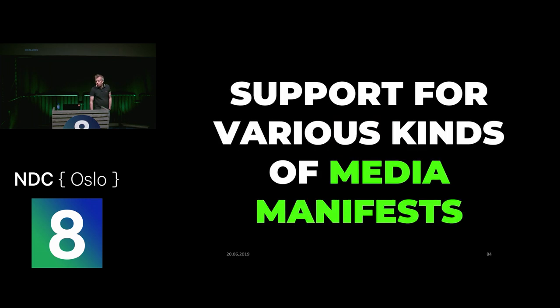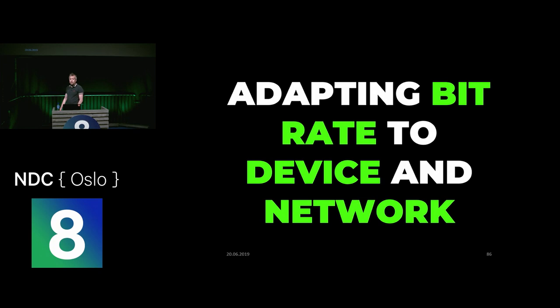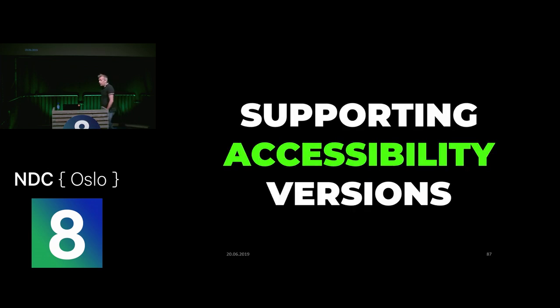And you might have to worry about support for various kinds of media manifests. You might be concerned about streaming quality. You might be concerned about adapting the bitrate to the device you're viewing on and to the network, because if you're watching on a big screen in your living room, you want max quality immediately. Whereas if you're using a smartphone on 3G, you might want a lower bitrate and then scale up if the network is capable of handling that kind of traffic. And you might be concerned about supporting accessibility versions and stuff like that.